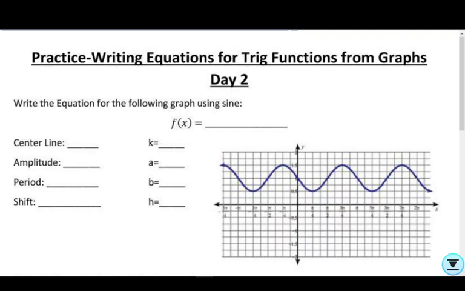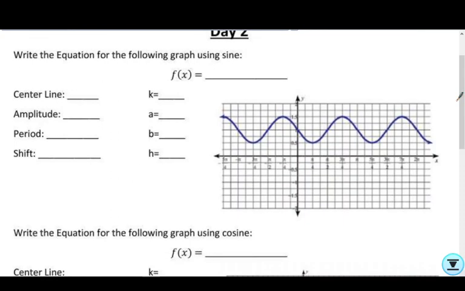Okay, so here's the first practice problem that I gave you guys. Again, we're writing equations from the graph. This one specifically tells us to use sine: f of x equals k plus a sine of bx minus h. Again, maximum is at 1.5, minimum's at 0.5, which means my center line is right here at 1.